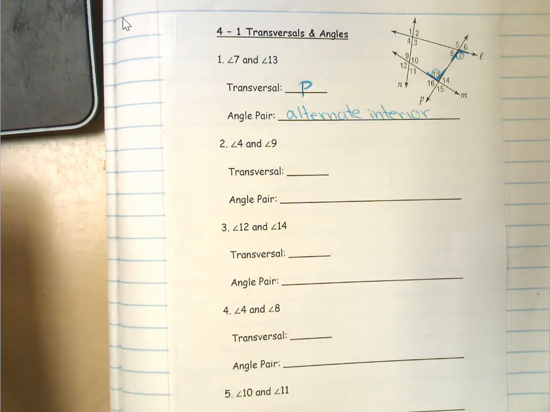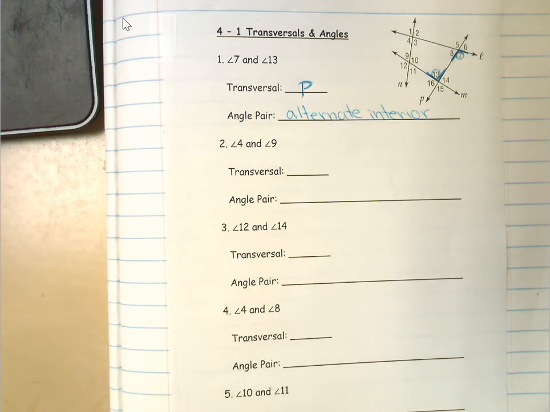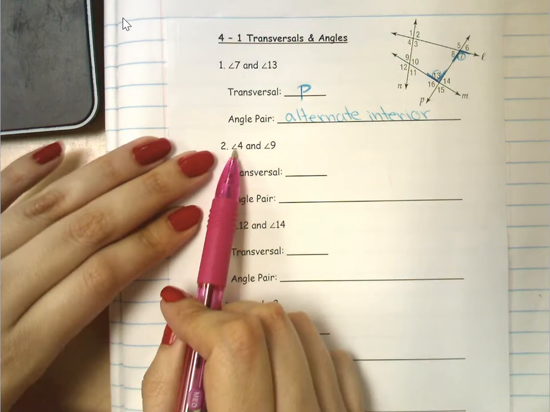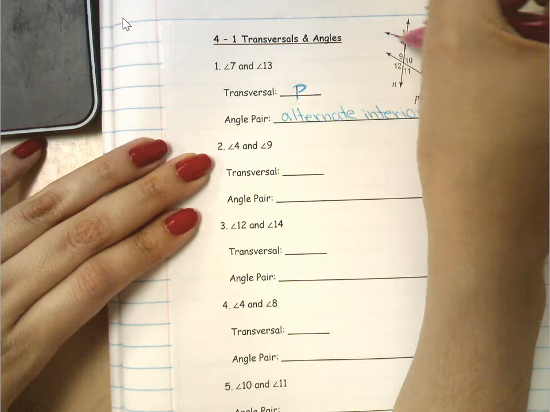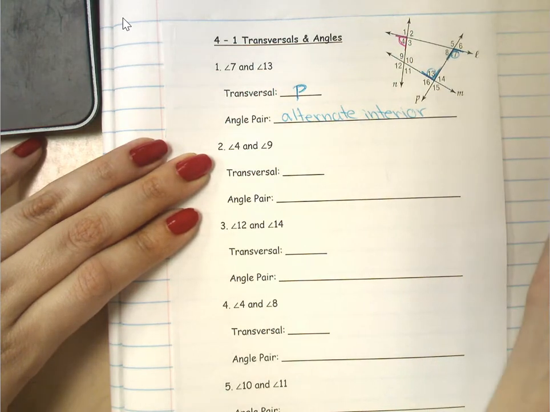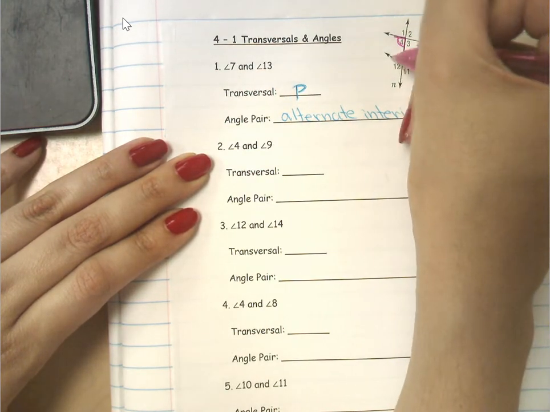And the second one that I have is 4 and 9. So I'm going to mark them on my picture, 4 and 9. Here's angle 4. And here is angle 9.